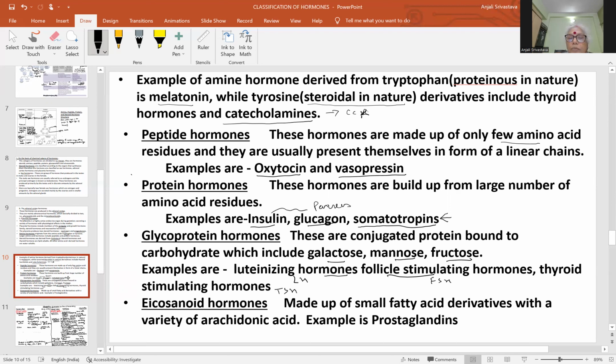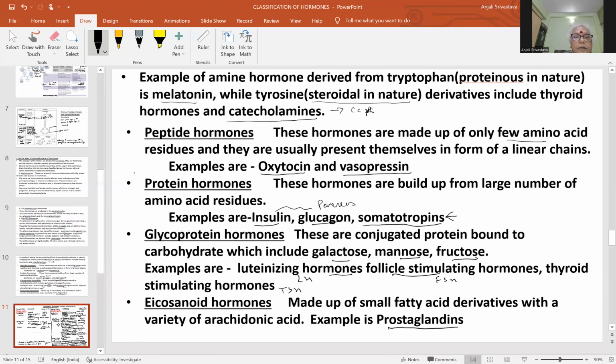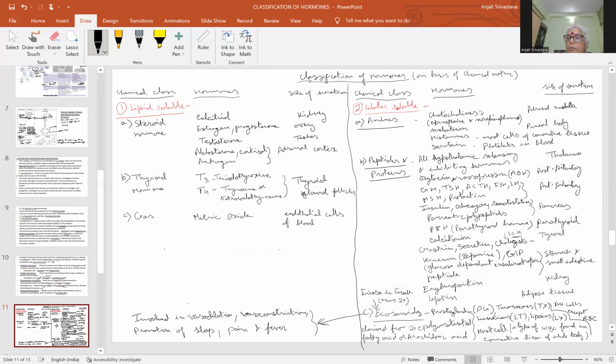And the last type is the eicosanoid hormones, made up of small fatty acid derivatives of arachidonic acid. The example is prostaglandins. In this slide I have already given the list of all these hormones. The eicosanoid hormones include prostaglandin, PG, thromboxanes, TX, leukotrienes, LT, and lipoxins, LX, and they are produced by the mast cells, which are a type of WBC found in connective tissue of the whole body. These eicosanoids are derived from 20 carbon polyunsaturated fatty acid or arachidonic acid. So these are the different types of hormones based on the chemical nature.